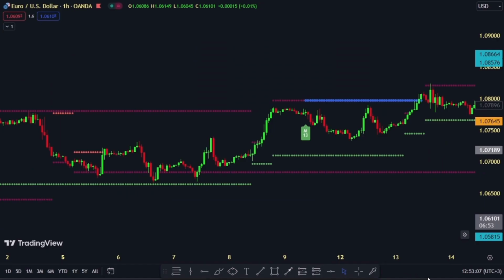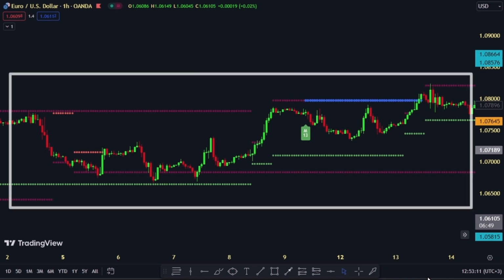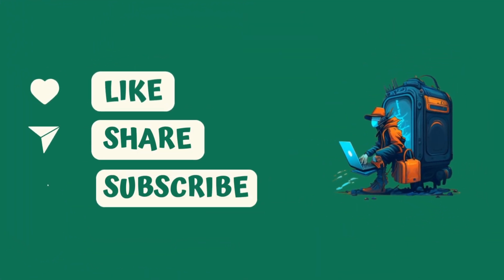Oh, and one more thing. Steer clear of trading during low volumes or news events. And make sure your entries are confirmed with a bounce off those support or resistance levels. Practice this strategy on your demo account, get the hang of it, and let me know how it goes.